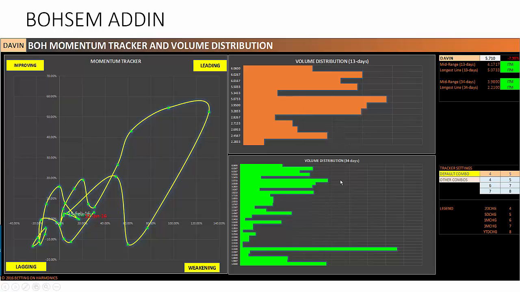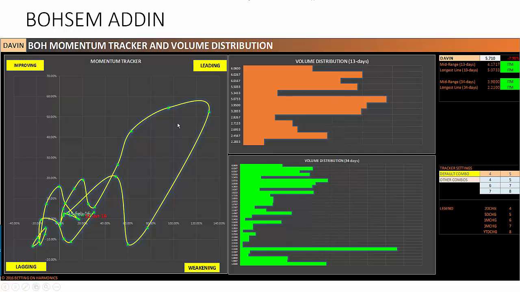On the right panel, we produced 2 volume distribution. Yung volume distribution kasi tinitingnan natin how volume was distributed over a set of prices over the past 13 days and over the past 34 days. So, ganun natin tinitingnan yon. And we try to analyze where current prices stand over the relevant volume distribution over the past 13 days and 34 days. Again, I'll be discussing the terms in a bit.